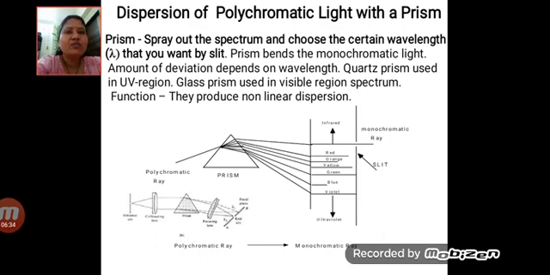Quartz prisms are used in the UV region and glass prisms in the visible region of the spectrum, and they produce non-linear dispersion. For the IR region, prisms are usually made of transparent materials like sodium chloride, KBr or lithium bromide.